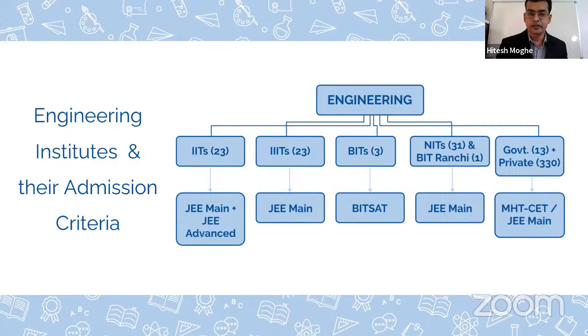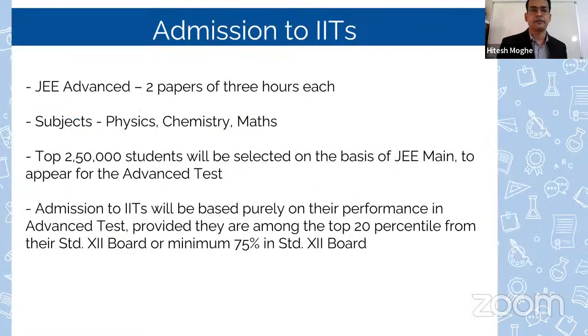So now let us discuss these exams in detail. As I said, for IITs, first you have to be in the top 2.5 lakh students of JEE Main. Then you appear for JEE Advanced, which is the toughest among the engineering entrance exams. It has 2 papers of 3 hours each on the same day, morning 9 to 12 and afternoon 2 to 5. Both papers will have physics, chemistry, and maths only. No English, no general knowledge, nothing.